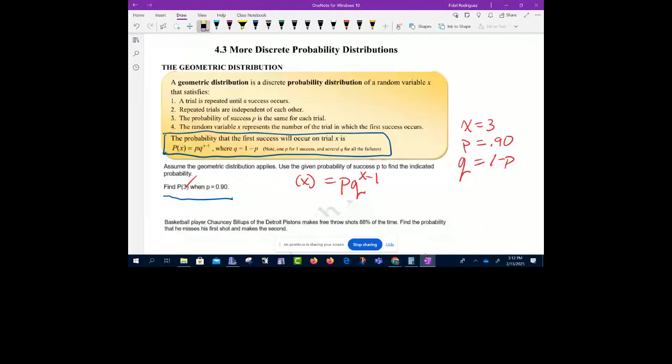Okay, and guys, I apologize. I'm going to just start again so that it records all of this. Okay, my bad. We're going to find P of 3 when P is 90.